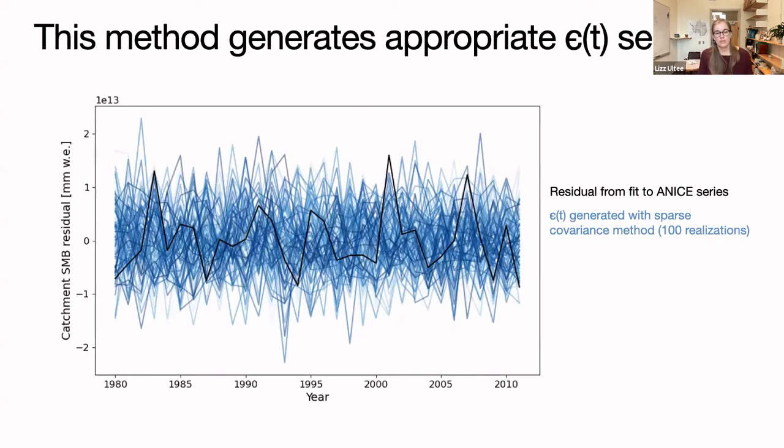This method generates appropriate residual time series. So in black, I have the residual of our autoregressive fit to a series from a single process model. And in blue, I have the residuals which I generated with the sparse covariance method that I just demonstrated, 100 realizations. And you can see that they sample approximately the range and the variability of this residual.